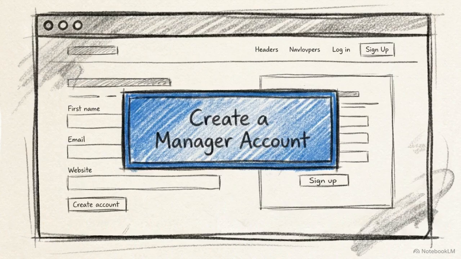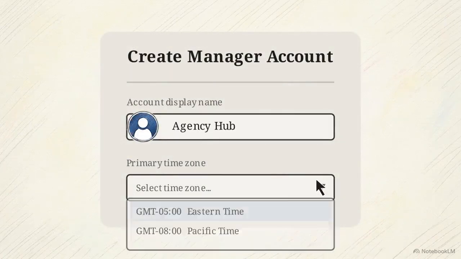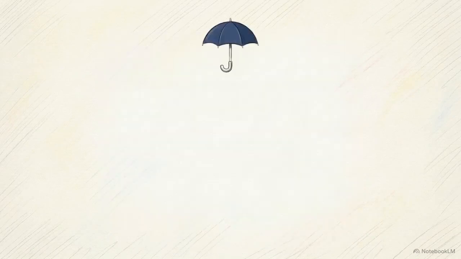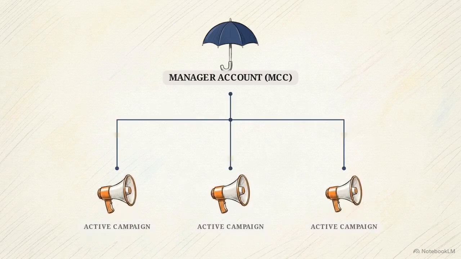Step 1 is setting up the Master Hub, officially called a Google Ads Manager account. Go to ads.google.com/home/tools/manageraccounts and click Create. During setup, name the account after your agency and be sure to lock in your primary operating time zone. You cannot easily change this later. It is important to understand that this Master Hub is strictly an umbrella structure. It exists purely to view and control the accounts beneath it.